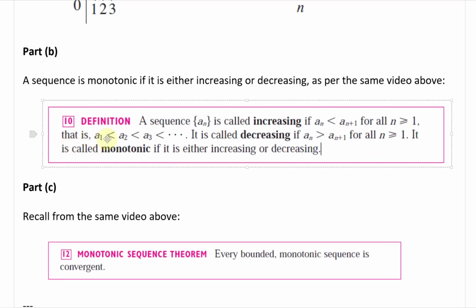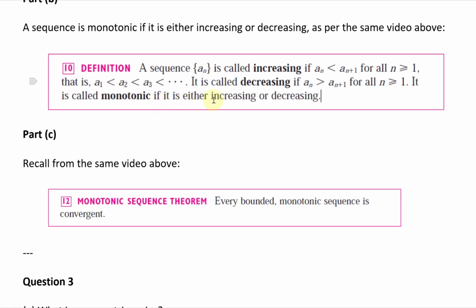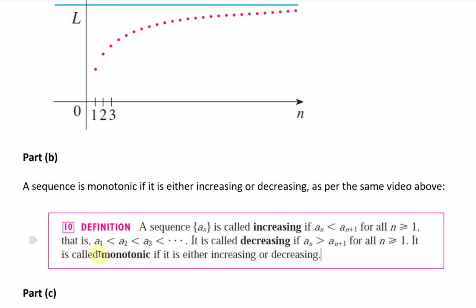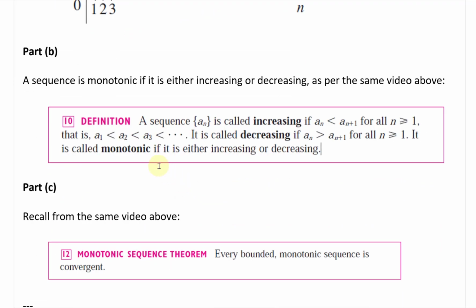That is, a_1 is less than a_2, which is less than a_3. In other words, a_2 is greater than a_1, a_3 is greater than a_2, so you're always increasing the terms. It is called decreasing if a_n is greater than a_(n+1). In other words, the next term is smaller than the previous, so it's getting smaller and smaller, for all n greater than or equal to 1. It is called monotonic if it is either increasing or decreasing. So monotonic is just going one way, mono for one direction. It's either increasing or decreasing.